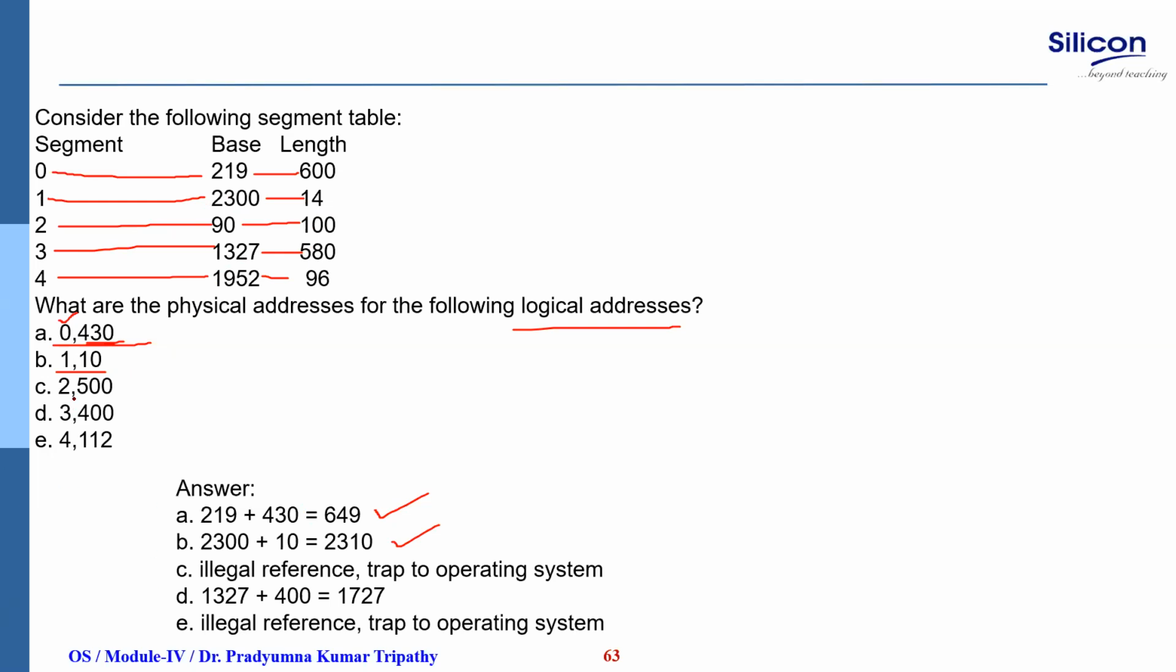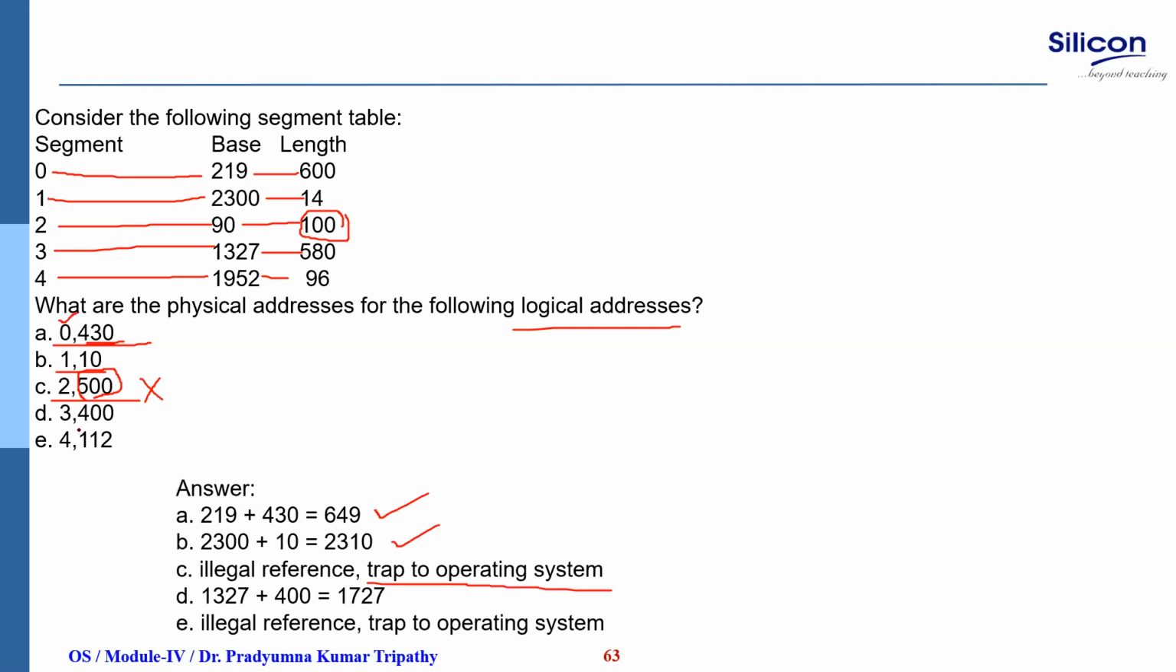Look at the next one. For segment 2, it generates 500. What is the length of segment 2? The length is 100 and it is generating 500. That means this is an invalid call, an invalid access to the memory. So this is a trap to the operating system.